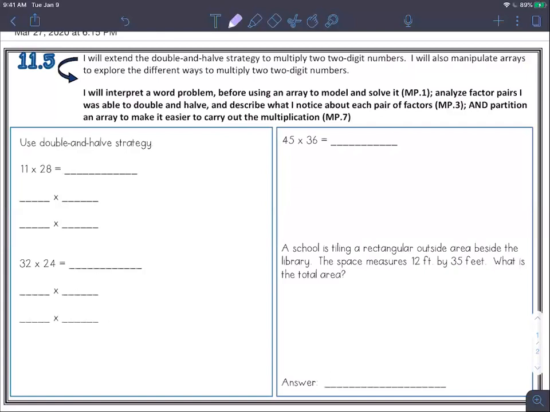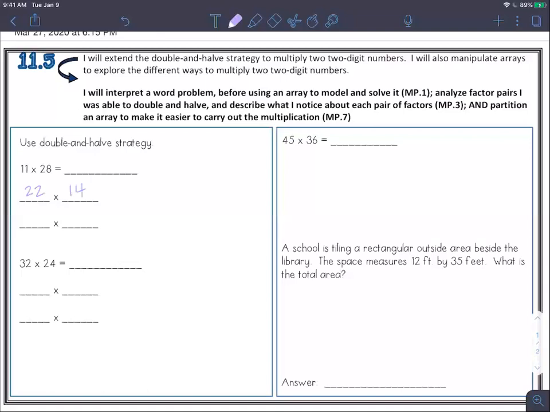All right, so we're going to use a double and half strategy. Now it's your choice which number you double. Whichever one you double, the other one you will need to take a half of. You can't double both of them or take half of both. So over here, I'm going to double the 11. Right? And then I'm going to take half of 28, which is 14.